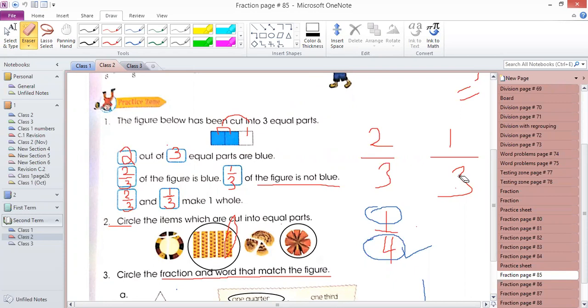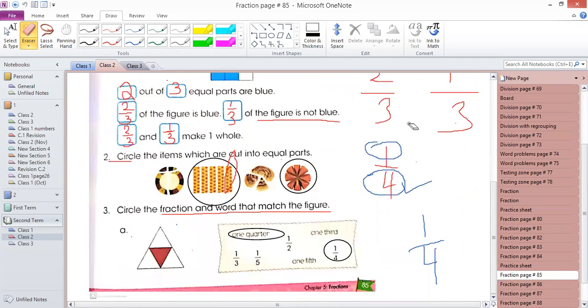Question number 2. In question number 2, you have to circle the items which are cut into equal parts. Okay, so the first figure is not cut into equal parts. The third figure is not cut into equal parts. They have some big and some smaller pieces. But figure number 2 and figure number 4 are cut into equal parts. That's why we circle figure 2 and figure 4.